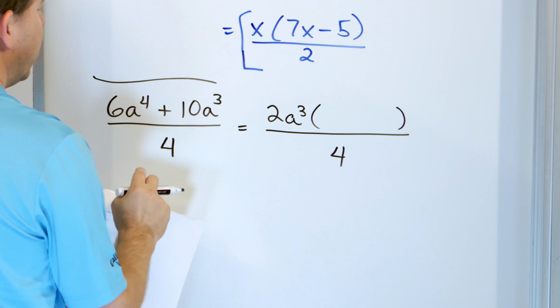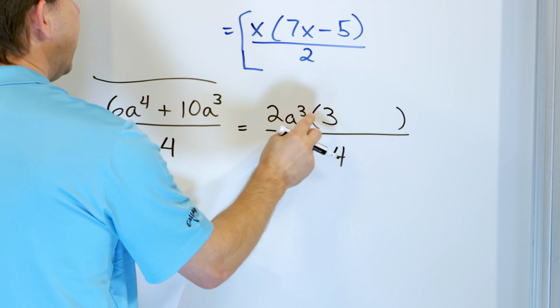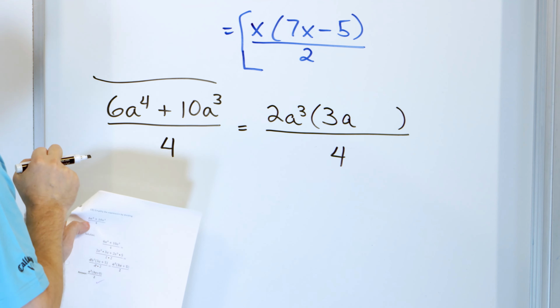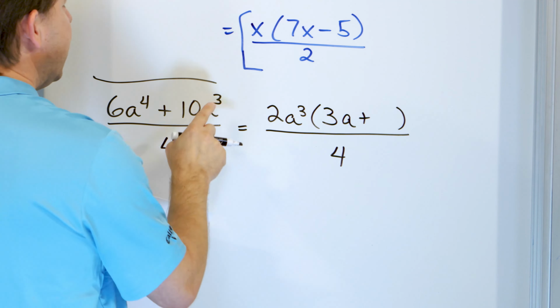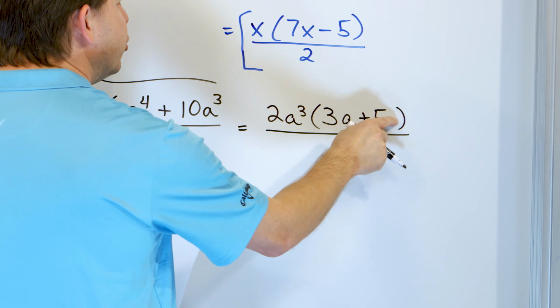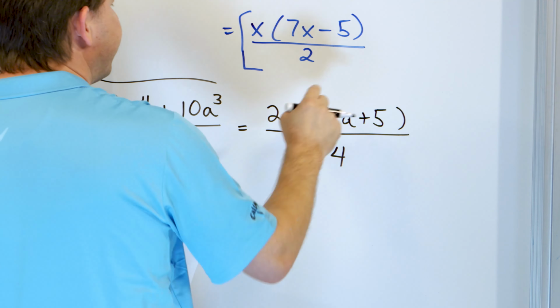And then what goes on the inside? 2 times 3 is 6. And to make an a to the 4th, I think I need another a here, so they add to give me a to the 4th. And then I need a plus sign. And then 2 times something is 10. 2 times 5 is 10. And a cubed is already there. So it looks like this is the factored form.